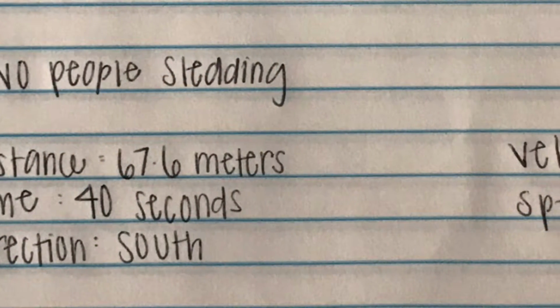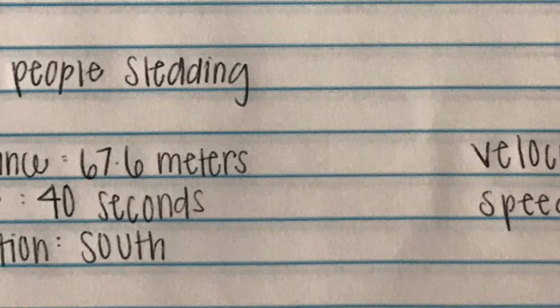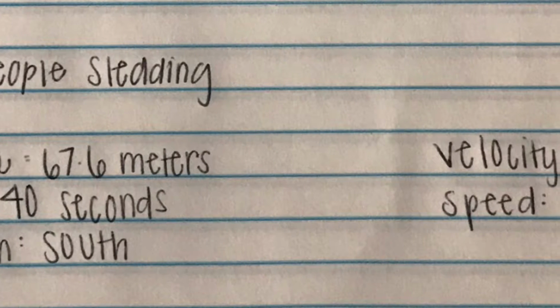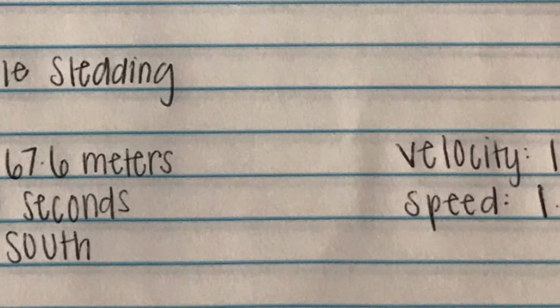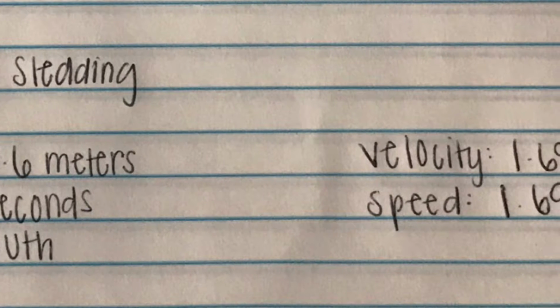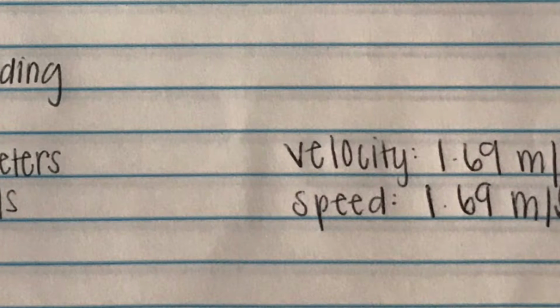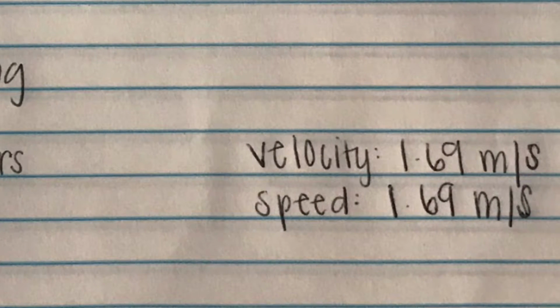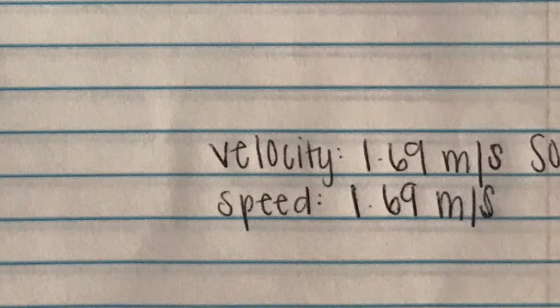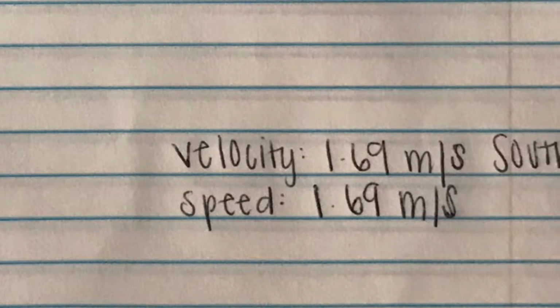The distance that we traveled from start to finish on the hill was 67.6 meters. The time that it took us to cover that distance was 40 seconds. The direction that we were traveling was south. Therefore, our velocity is our displacement over time with a direction, so it is 1.69 meters per second south. Our speed is our distance over time, so our speed would be 1.69 meters per second.